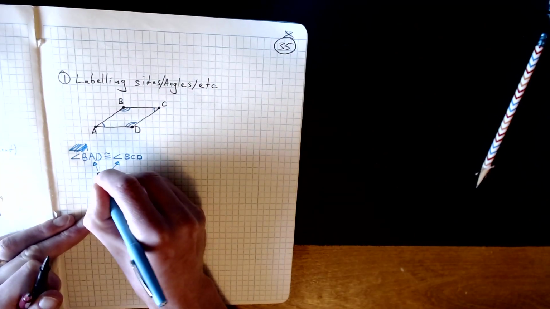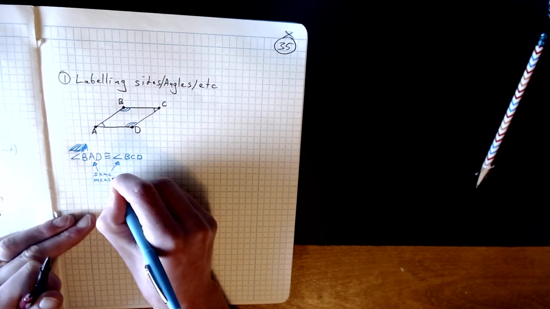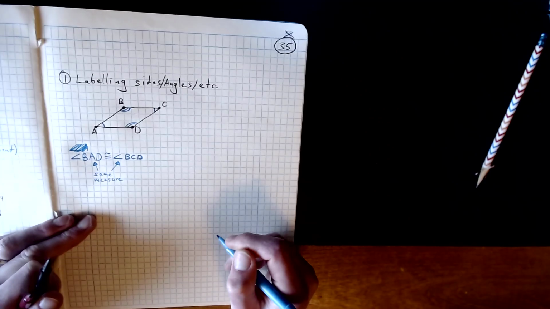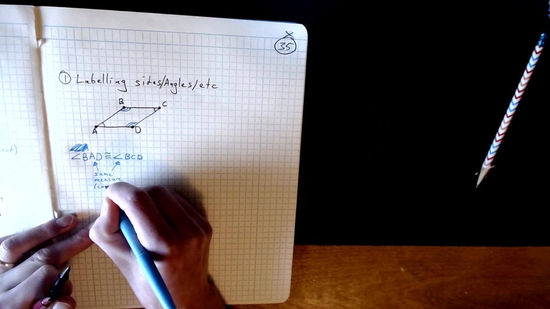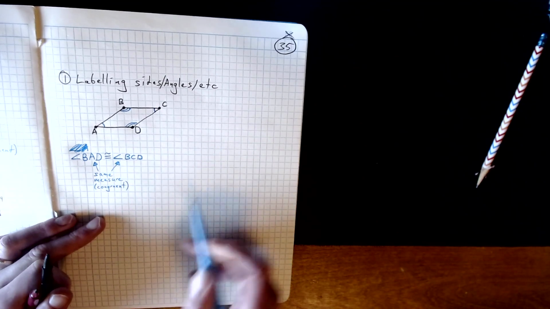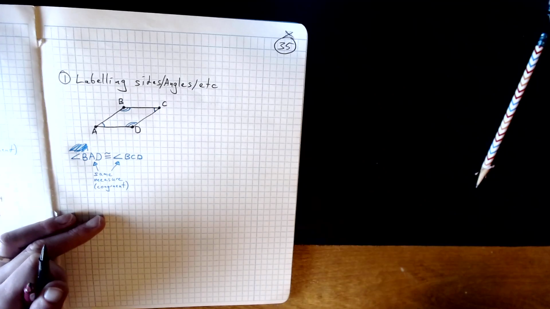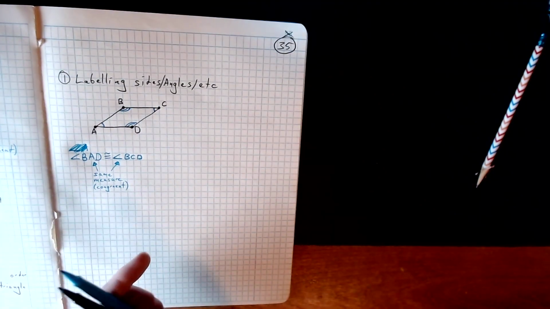And I'm going to say that means they are the same measure. Or if you want to be very fancy, you can call it congruent. Which basically means if I were to take this and put it on top, they would be the exact same in length. But they're not necessarily in the same place.